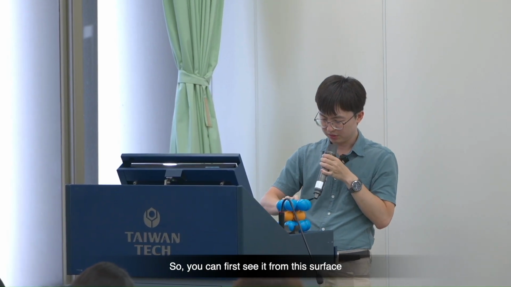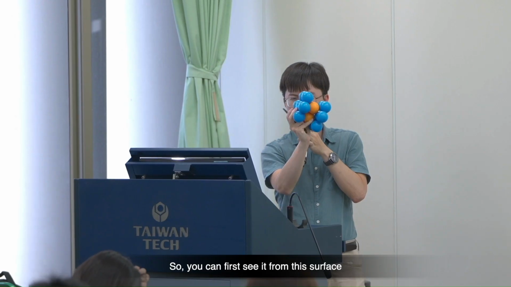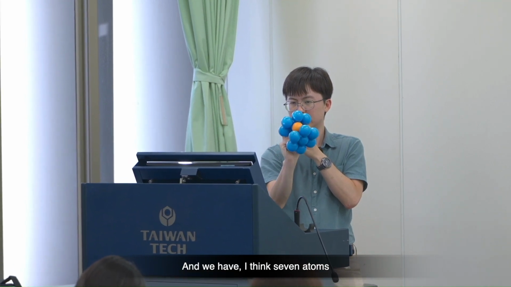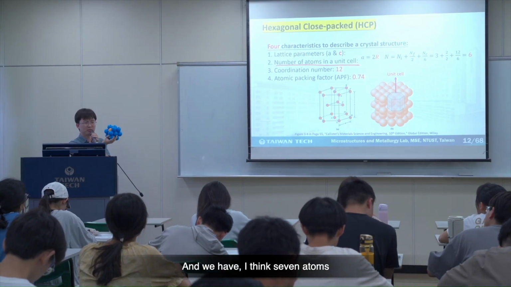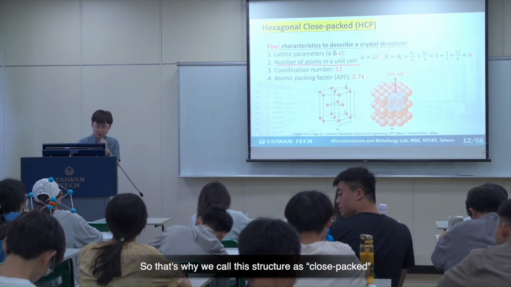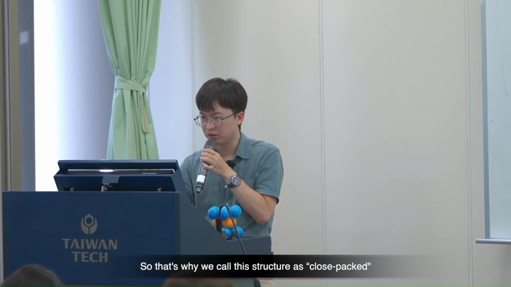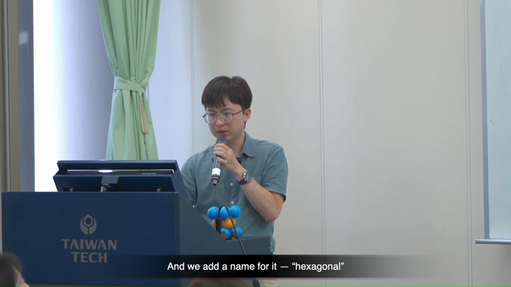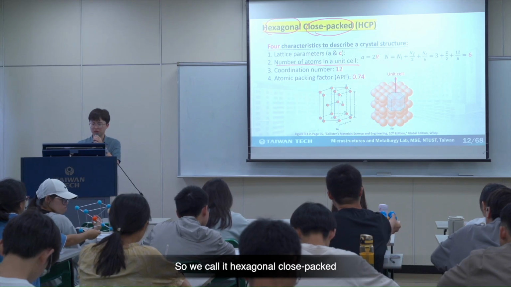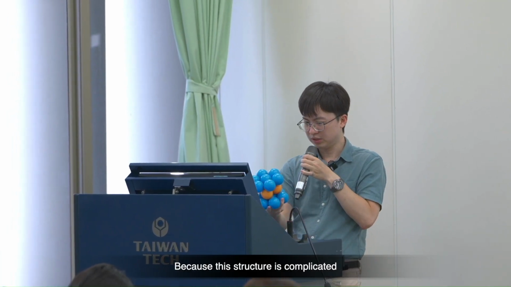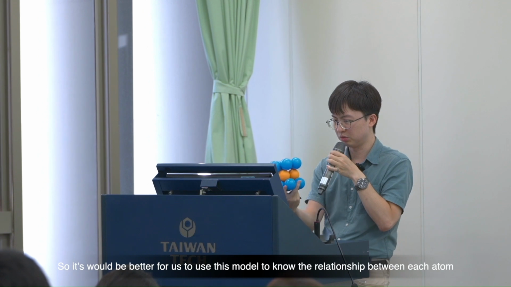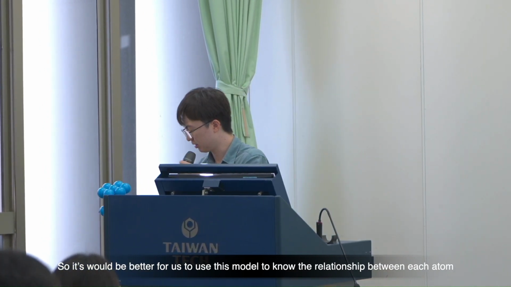So you can first see it from this surface. We have hexagonals that we have, I think, 7 atoms. These 7 atoms are in a close packed way. So that's why we call this structure as close packed. And we add the name for it, hexagonal, because the shape is in a hexagonal. So we call it hexagonal close packed. And because this structure is complicated, it will be better for you to use this model to know the relationship.